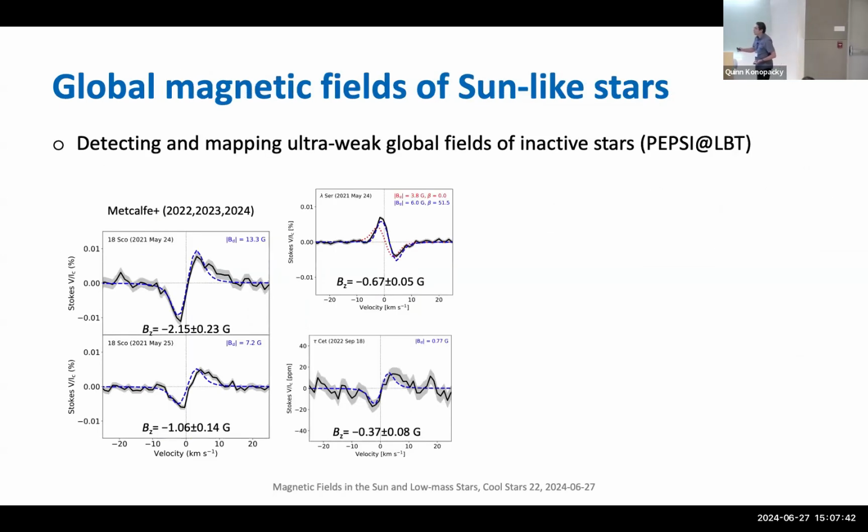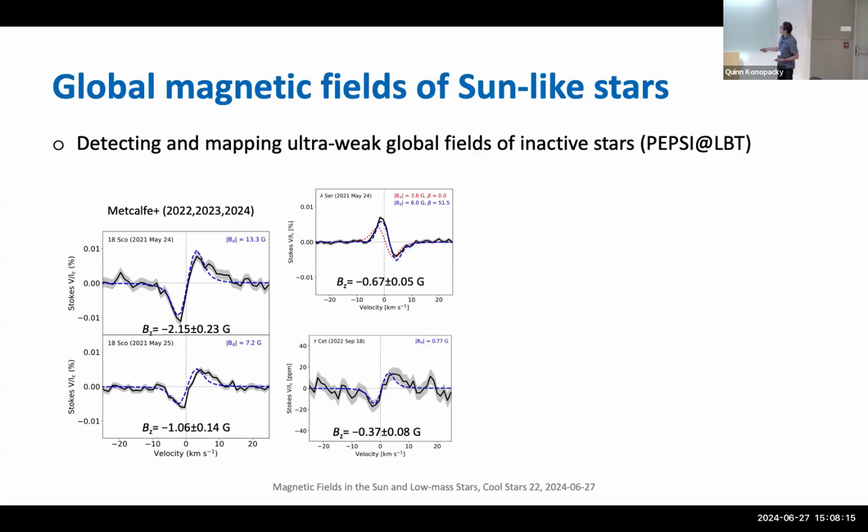A series of papers was done by Travis based on recent observations of sun-like stars, and the kind of step forward that was achieved in the last few years is the ability to measure really weak fields. That was achieved with arguably the best spectropolarimeter in existence, but the least used spectropolarimeter, because somehow our community has very limited access to it: the PEPSI spectropolarimeter at LBT.